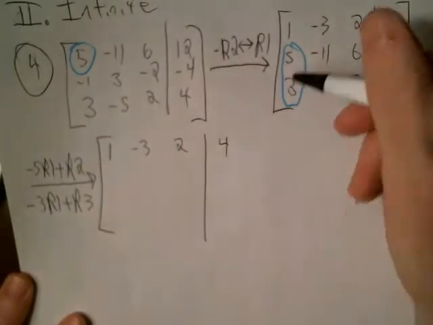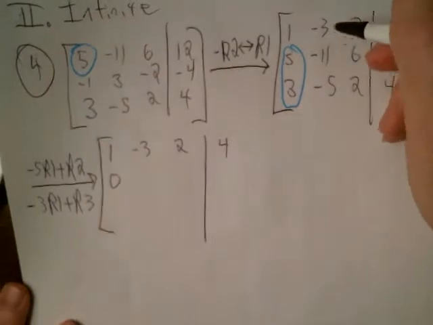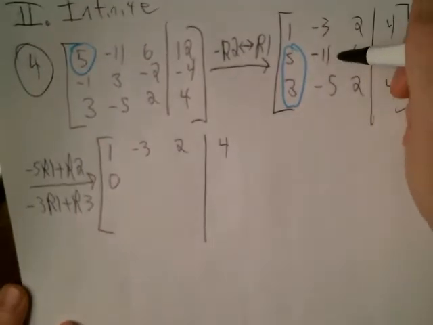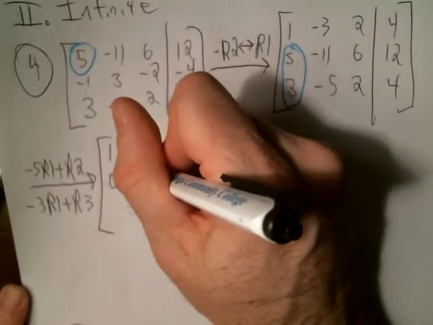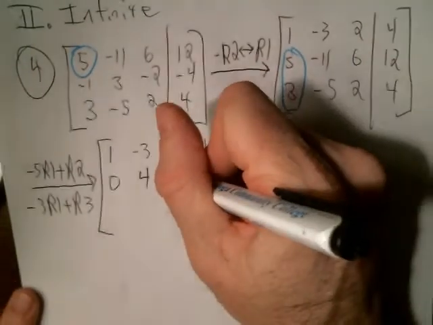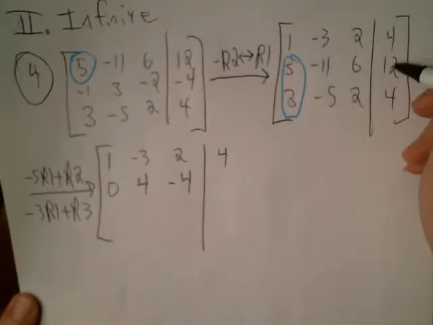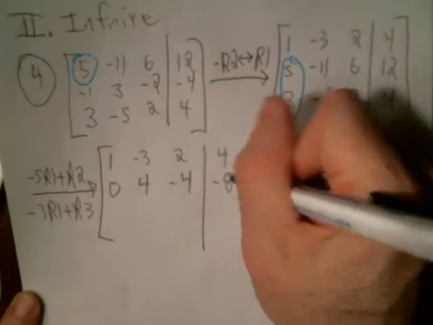Row 2, so -5 times 1 is -5, plus 5 is 0. -5 times -3 is +15, plus -11 is 4. -5 times 2 is -10, plus 6 is -4. -5 times 4 is -20, plus 12 is -8.